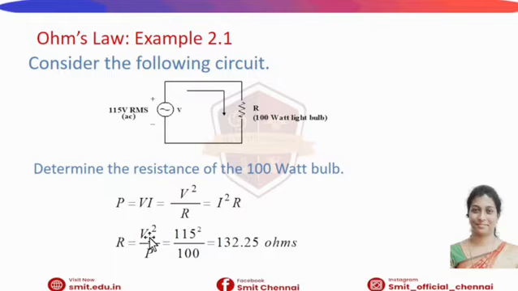So what is the value of V? 115. So 115 squared divided by the value of P. What is the power given? 100 watt. So we are substituting 100 in terms of power. So what is the resistance value? 132.25. So the value of resistance is 132.25 ohms. What is the unit of resistance? Ohms.